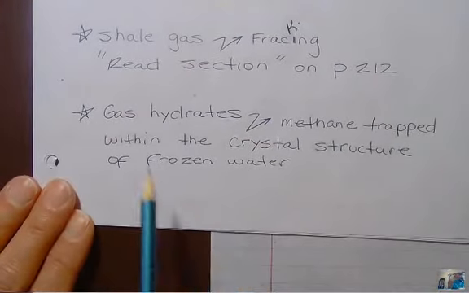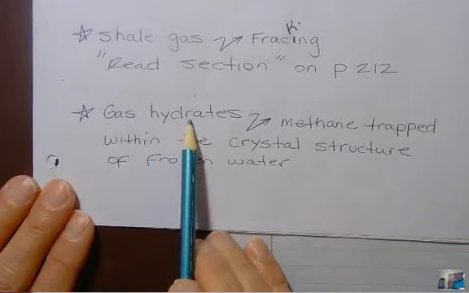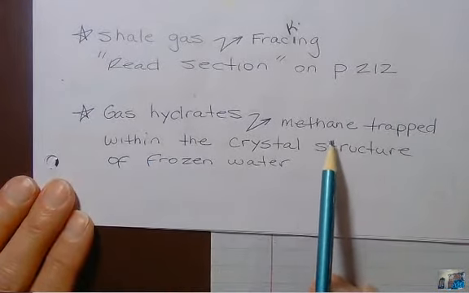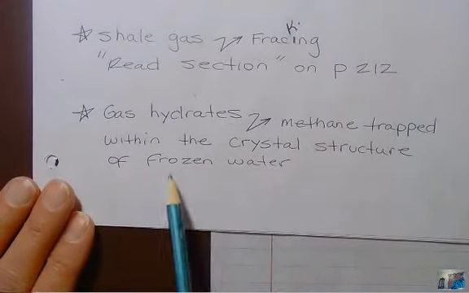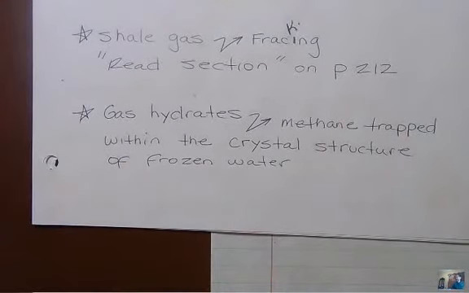Another resource is called gas hydrates. So these are kind of interesting. Gas hydrates are methane gas that's trapped within the crystal structure of frozen water. So this kind of resource would be in the Arctic and the Antarctic.